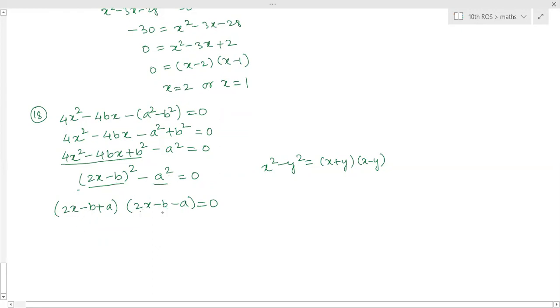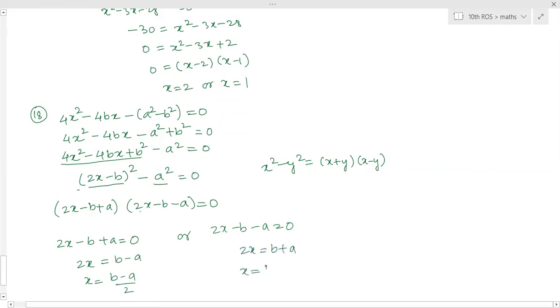Now equate both the brackets separately to 0. 2x minus b plus a is equal to 0. So 2x is equal to b minus a. x is equal to b minus a by 2. Or 2x minus b minus a is equal to 0. 2x is equal to b plus a. x is equal to b plus a by 2. So these are the two values of x.